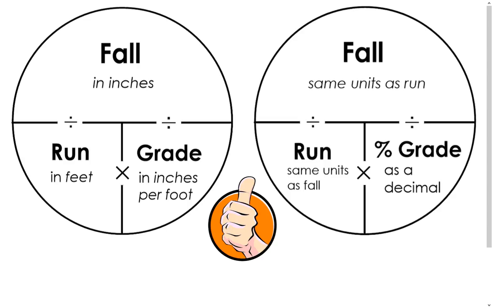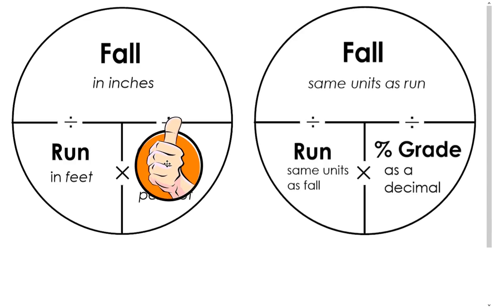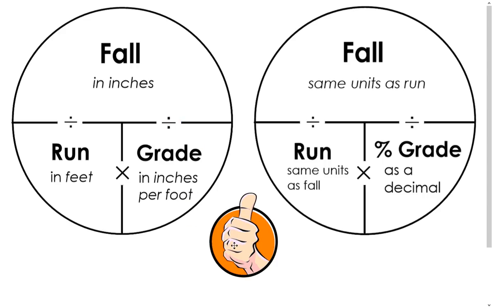Well, I hope that this video has been useful for you. As long as you are able to navigate these two diagrams, remember, just cover up the thing you're looking for. If you're looking for a grade, then you will do fall in inches divided by run in feet, and you'll end up with your answer for a grade in inches per foot. Pay attention to units, and I think you'll be successful.